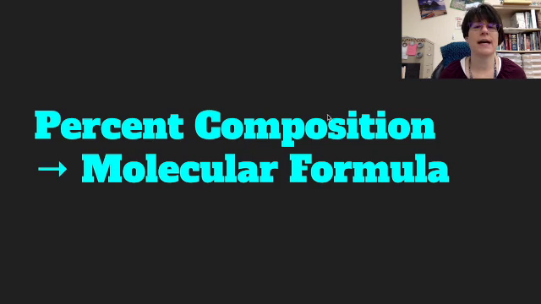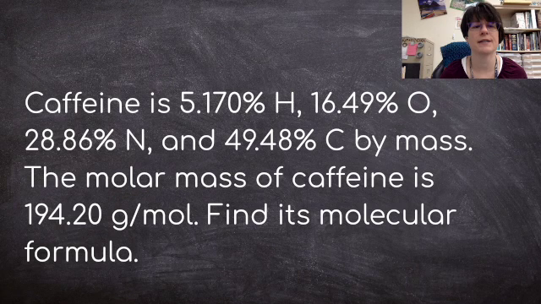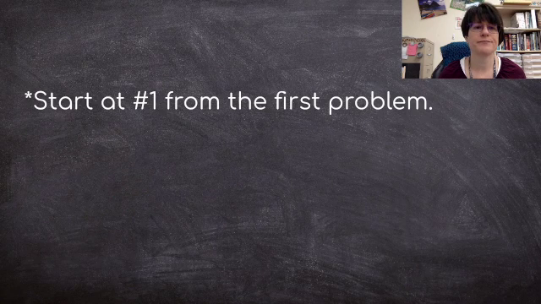Now, one last variation is going from percent composition to the molecular formula. We just need one more piece of information to do that. So an example is caffeine is 5.170% hydrogen, 16.49% oxygen, 28.86% nitrogen, and 49.48% carbon by mass. The molar mass of caffeine is 194.20 grams per mole. Find its molecular formula.